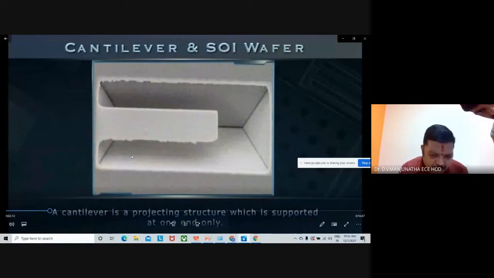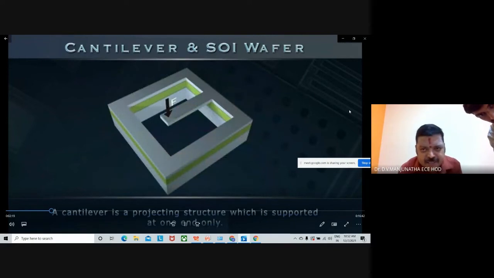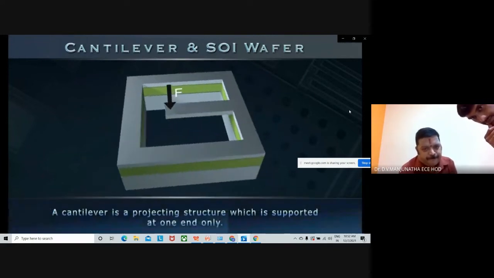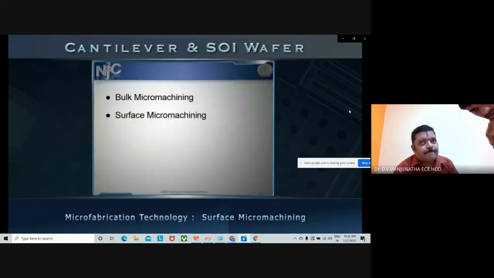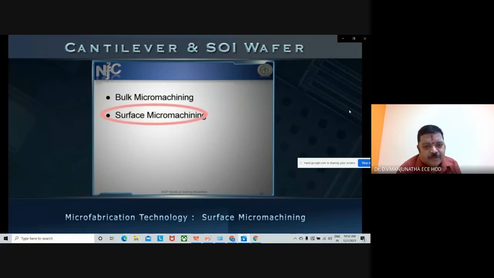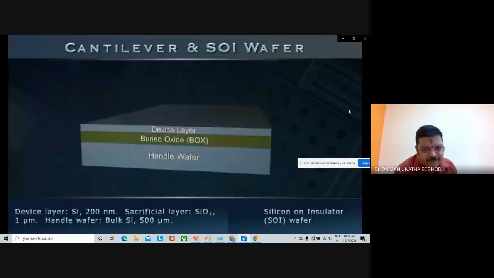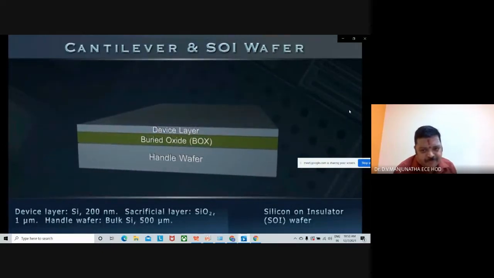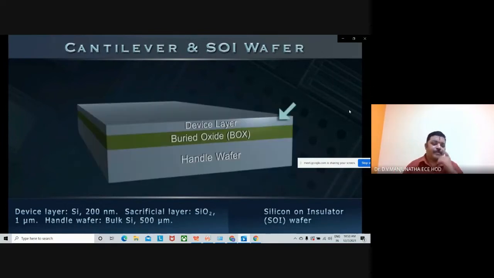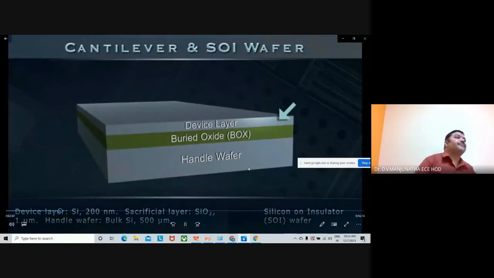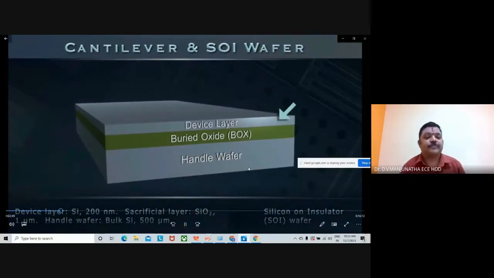...which is supported at one end only. It may carry a load. So this is a cantilever and SOI wafer. Next, let's identify the broad microfabrication technology we shall employ, which is surface micromachining. A silicon on insulator or SOI wafer is a 3-layer material stack composed of the following. On top, a mechanically active device layer made of prime quality silicon.